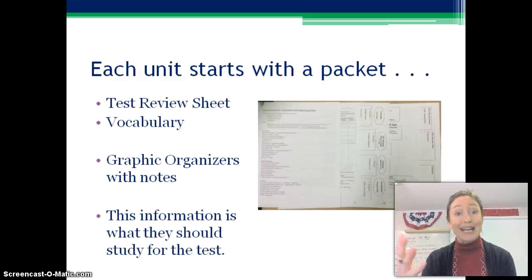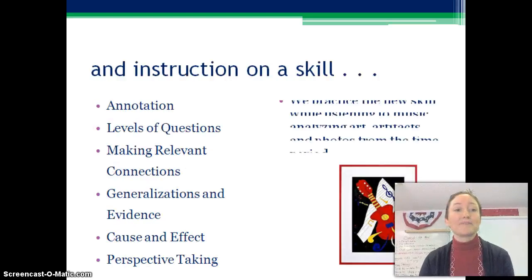Each unit starts with a packet. It has the test review sheet at the front. It also should have all the vocabulary students need to be familiar with and definitions related to that vocabulary. There are graphic organizers that are visual representations of all of the information that they need to have to master that unit. And that is the main information they should study for the test. So there are 7 packets that they will have by the end of the course to study.